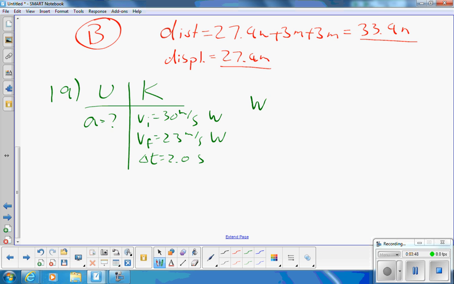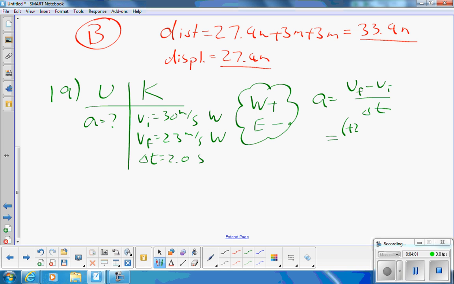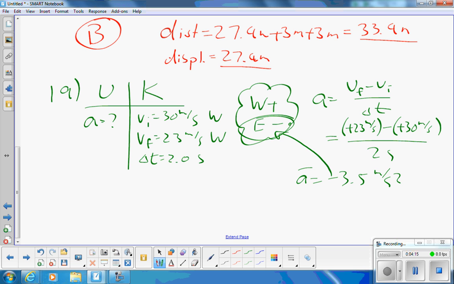West is positive, east is negative. Calculate acceleration: VF minus VI over delta T. My VF is 23, that's west, so it's positive 23 meters per second, minus positive 30 meters per second, all divided by 2 seconds. I do the math, and I get negative 3.5 meters per second squared. The minus sign means it is east, and so it is 3.5 meters per second squared east, which is choice A.